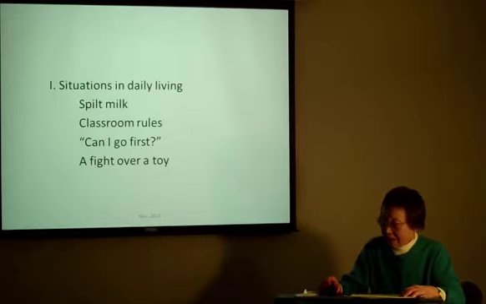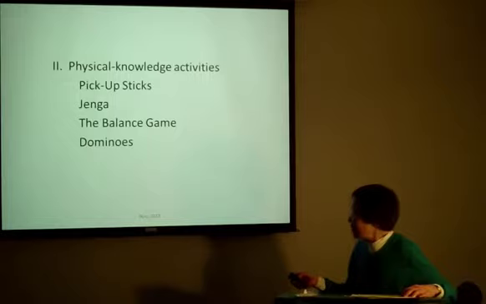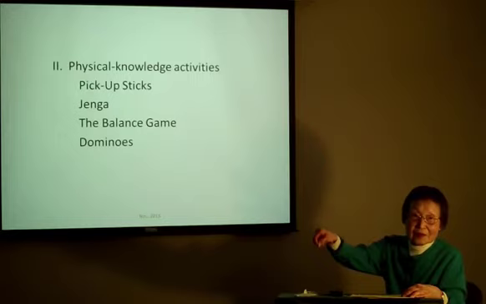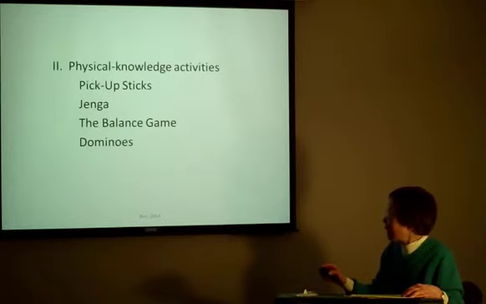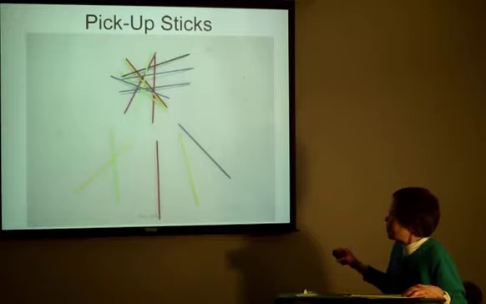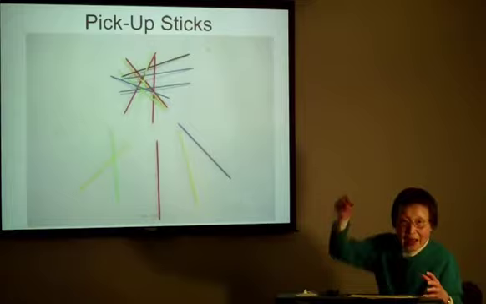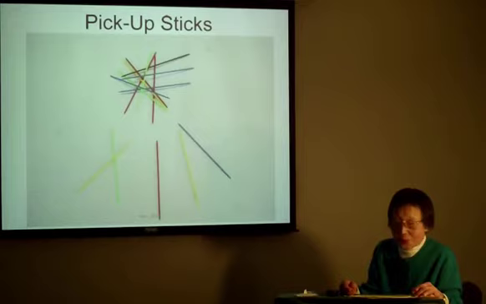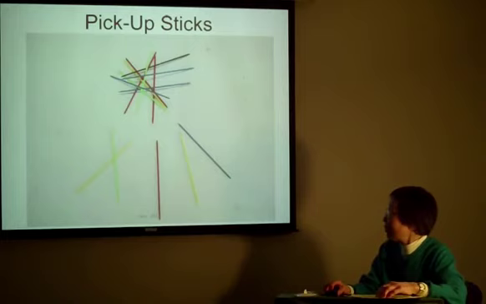Okay, now we come to physical knowledge activities, which are activities like pickup sticks, where children act on objects in order to produce a desired effect. I have those four examples: pickup sticks, Jenga, balance game, and dominoes I'll talk about. But here's pickup sticks. In pickup sticks, children act on objects. In other words, they try to pick up as many sticks as possible without making any other stick move. So if it were your turn now, I think you would start out with this one, this one, and this one.